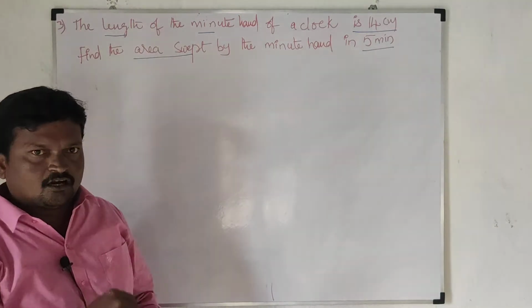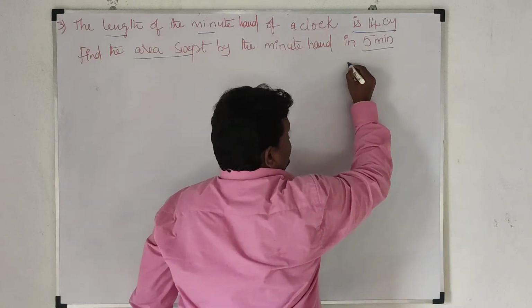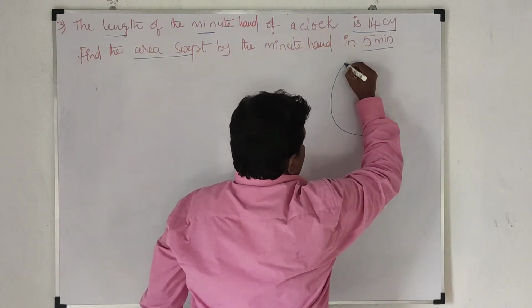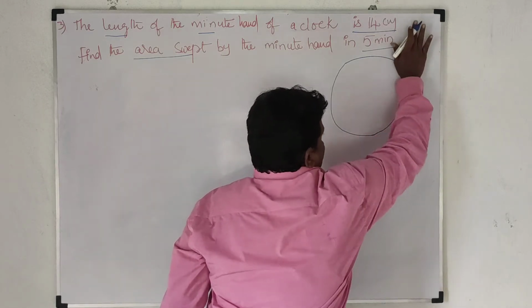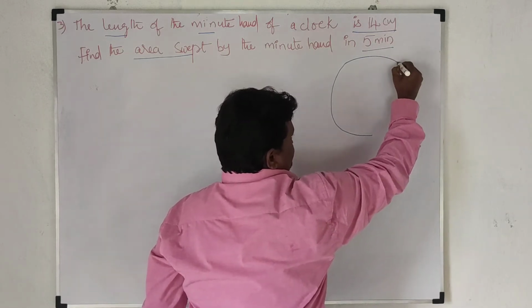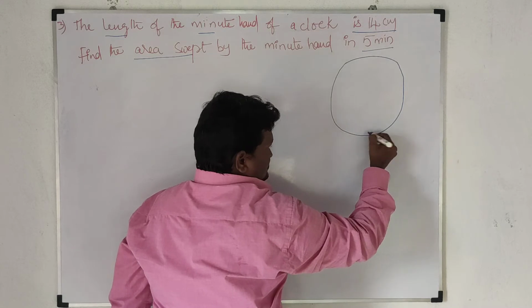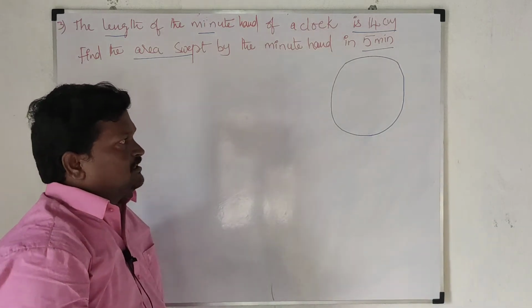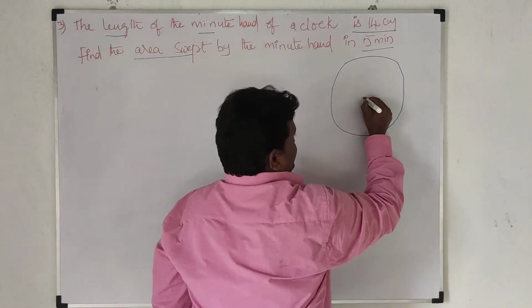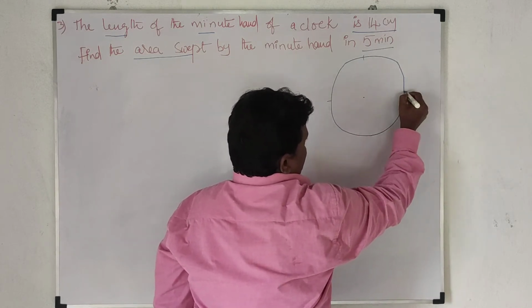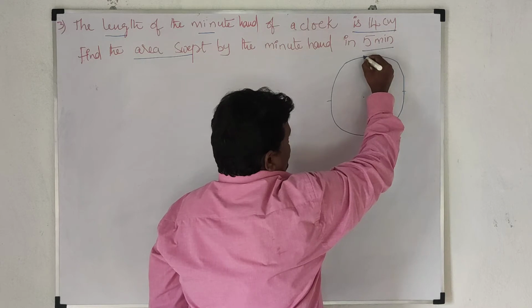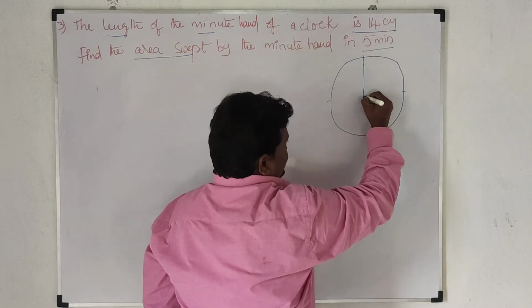So how will the clock be? It is in the shape of a circle. So in this circle, the minute hand, for example, will be like this.